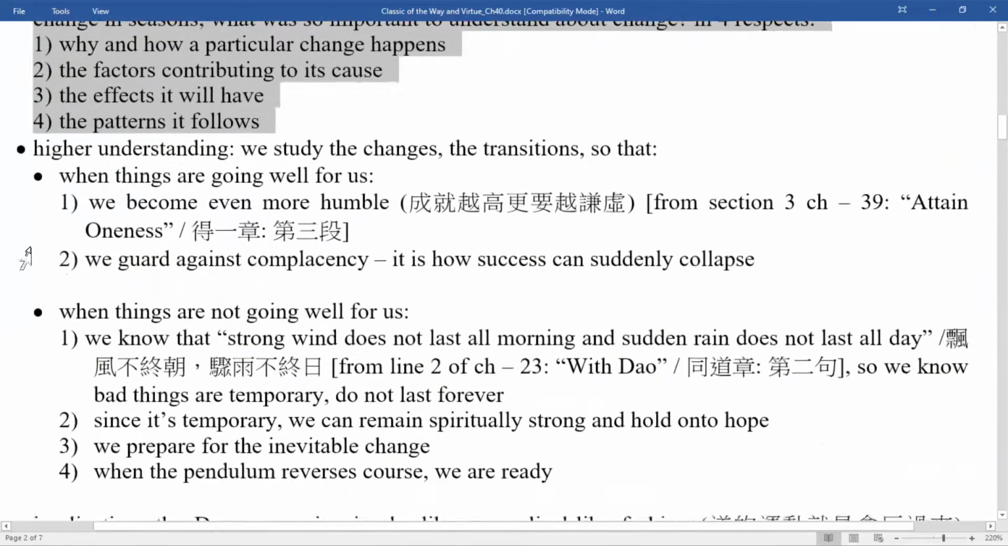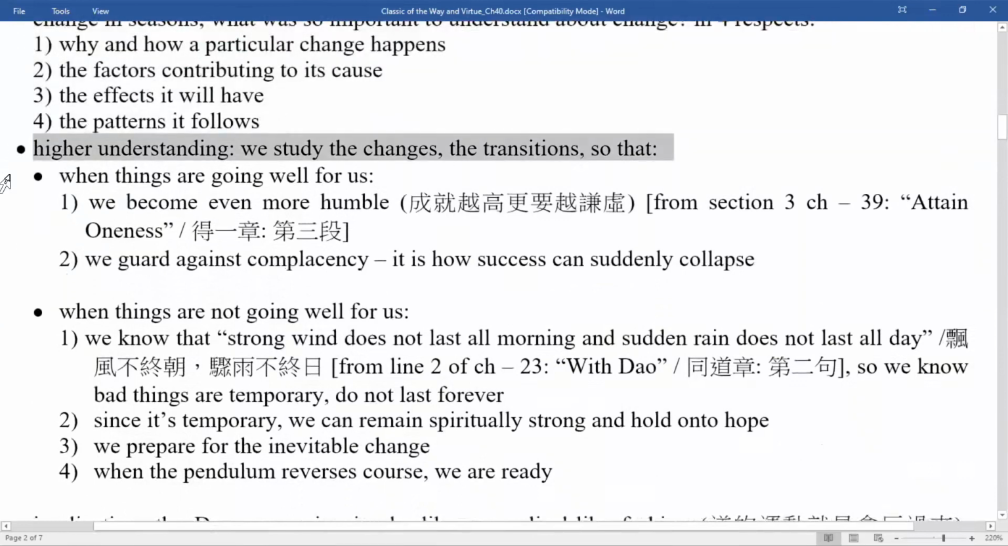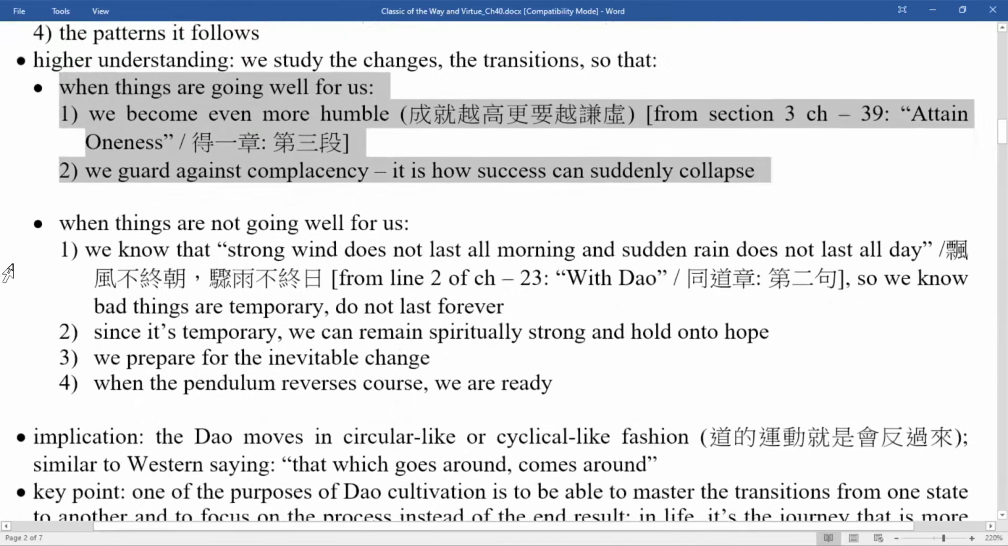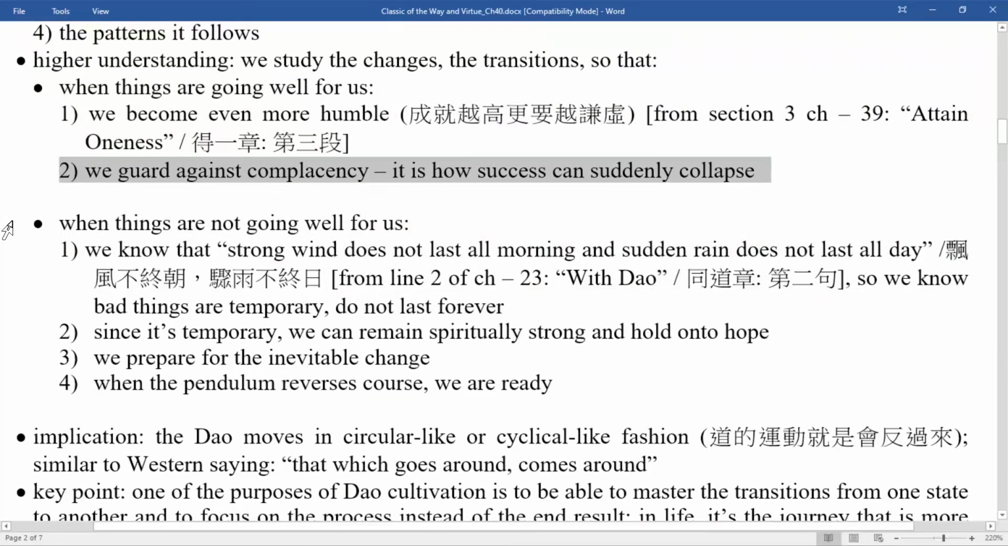So in a higher sense, we study the changes and transitions so that when things are going well for us, we become even more humble. That's from chapter 39, section 3, attain oneness. We talked about that last week. The second point is we guard against complacency. It is how success can suddenly collapse. That's the downfall of not just humans. One of the big factors contributing to change, or in this case downfall, is that we tend to become complacent when we reach a certain level.